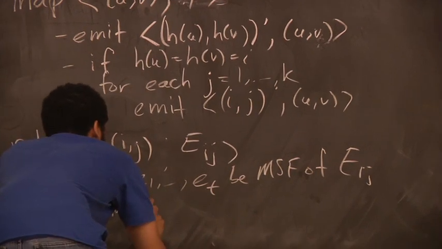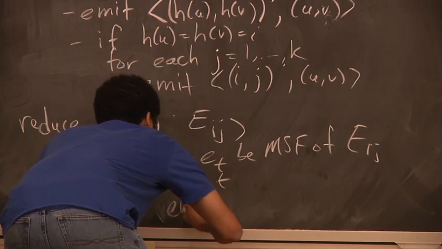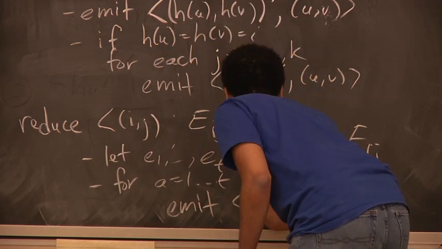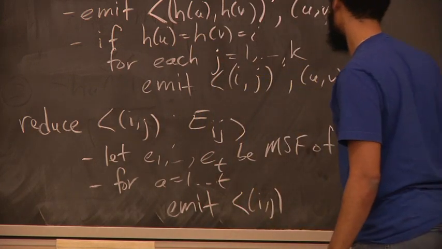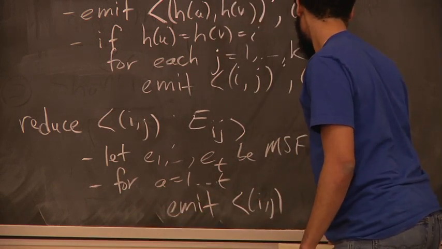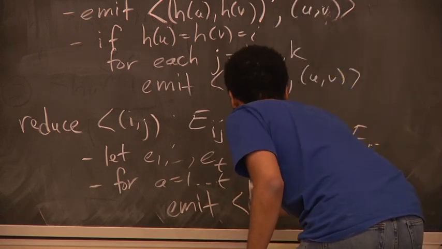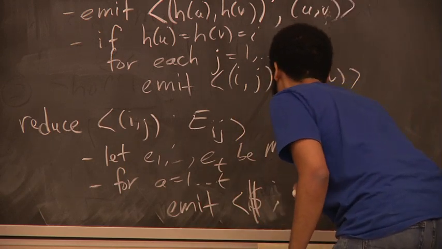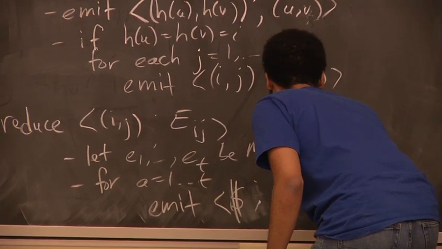And then for a equals 1 up to T, I'm going to emit Ij, or actually what I can say is emit $, let's say, together with the edge and where it came from.